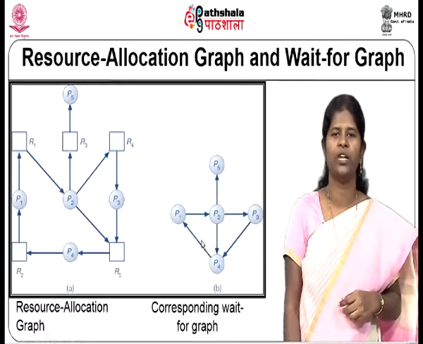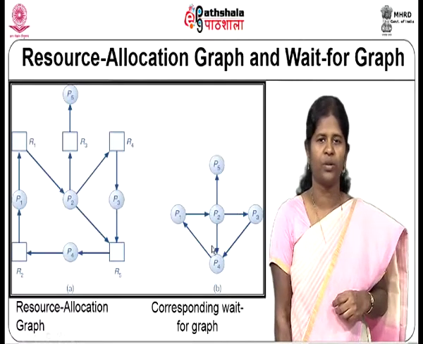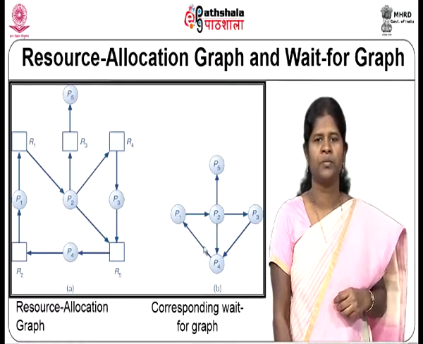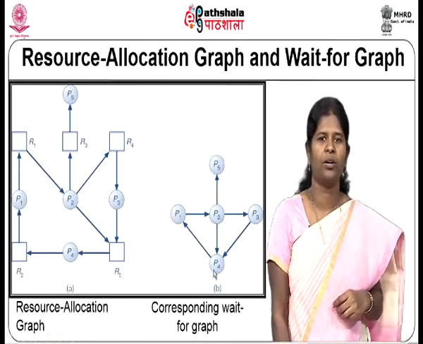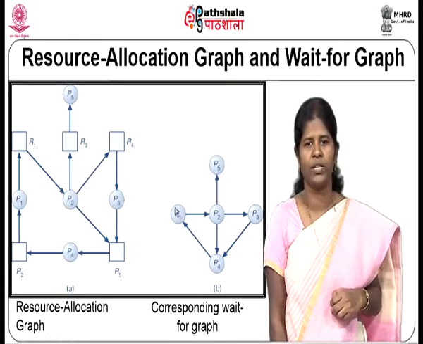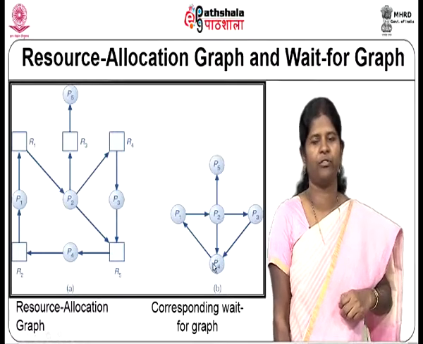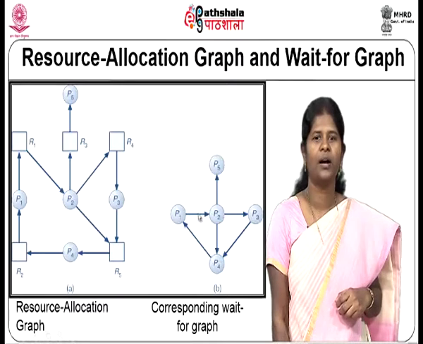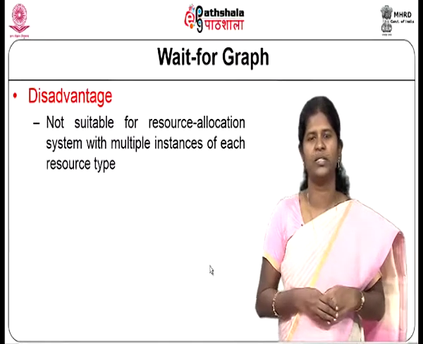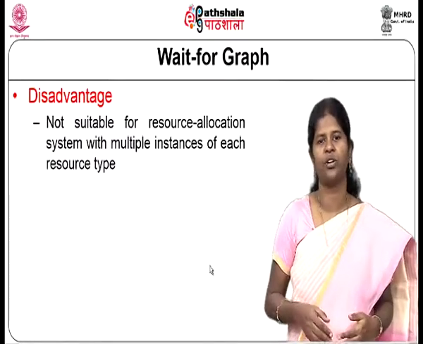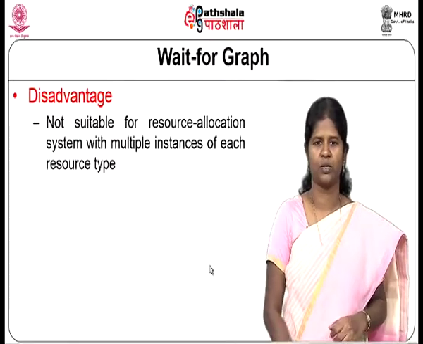Now, to find out if there is any deadlock in the system, you just run a cycle detection algorithm on this graph. Do you have a deadlock in this system? You find that P1 is waiting on P2, P2 is waiting on P4, and P4 is waiting on P2. So, you find that you have a cycle, and hence there is a deadlock in the system. But the disadvantage here is that it is not suitable for a resource allocation system when you have multiple instances of each resource type.